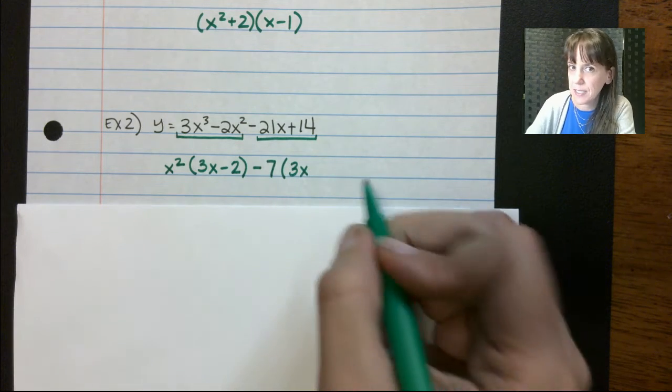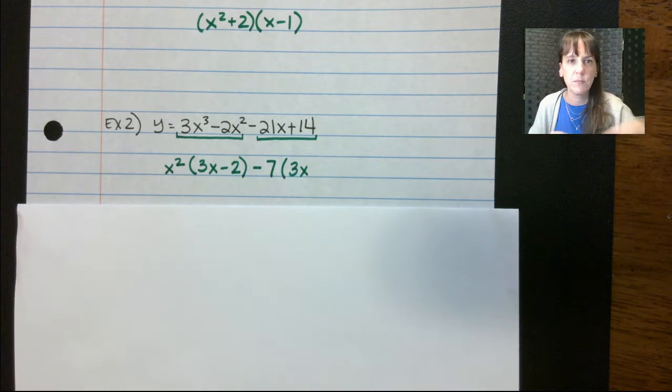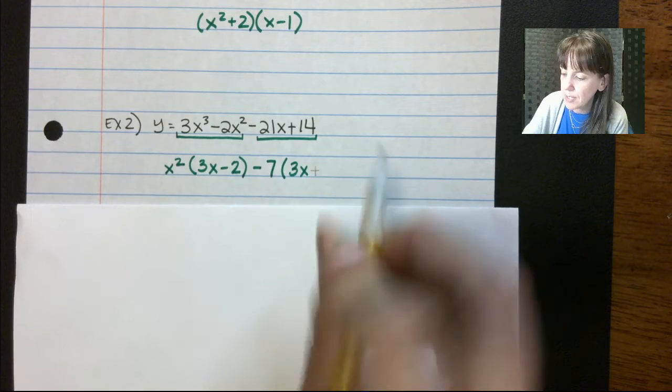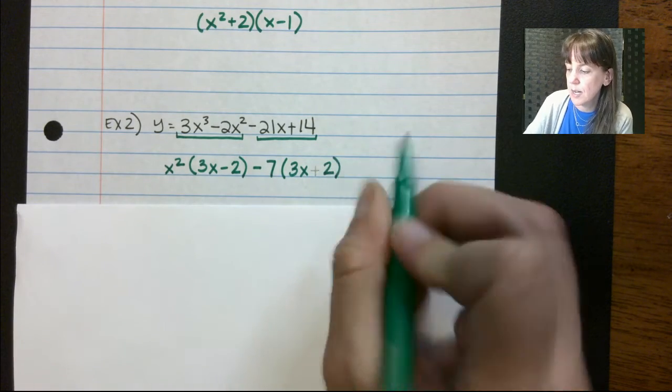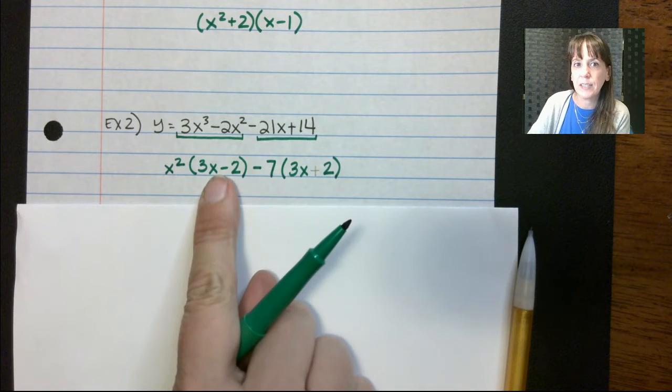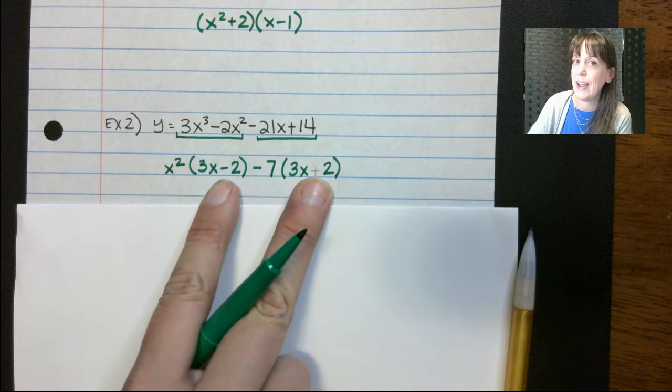Now, here's where I see the mistake. A lot of kids bring down this plus sign. I'm going to do that with a pencil so you can see. They're like, okay, plus, and then they say 7 times 2. Now, 3x plus 2 and 3x minus 2, you'll see that those are not the same, and they have to be exactly the same.